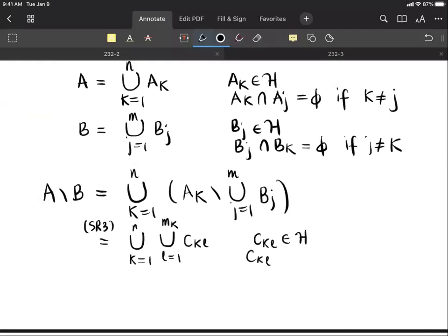So say C sub KL intersection C, let's say RJ is empty if the ordered pair KL is distinct from the ordered pair RJ. Therefore, we have written A minus B as a finite union of pairwise disjoint elements in the semi-ring. Hence, A minus B is in R. Hence, R is closed under set difference.